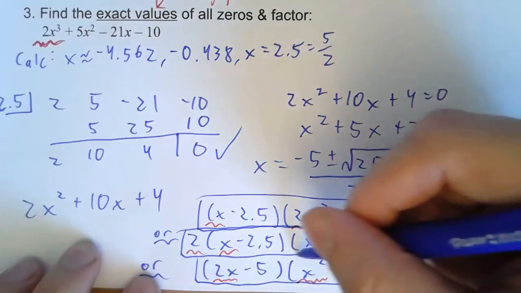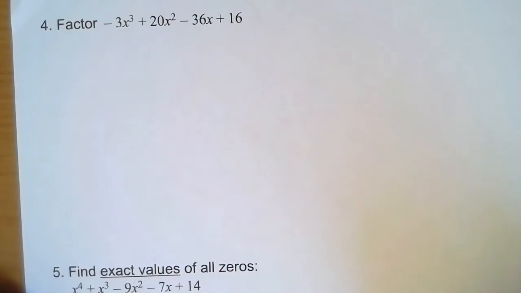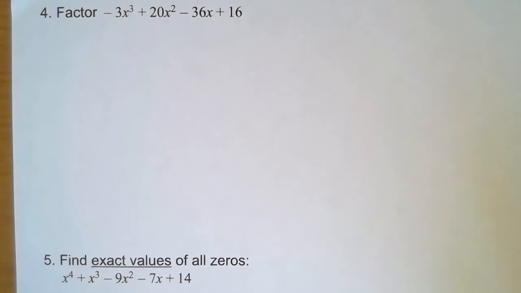Your choice, right? So why don't you go ahead and try a couple of these problems now. So one of them factoring, one of them finding the exact values of all the zeros. And again, it doesn't really matter which one we're asking you. Factoring, finding the zeros, they go hand in hand. You know the factors, you know the zeros. You know the zeros, you know the factors. All right, go ahead and give those two problems a try.